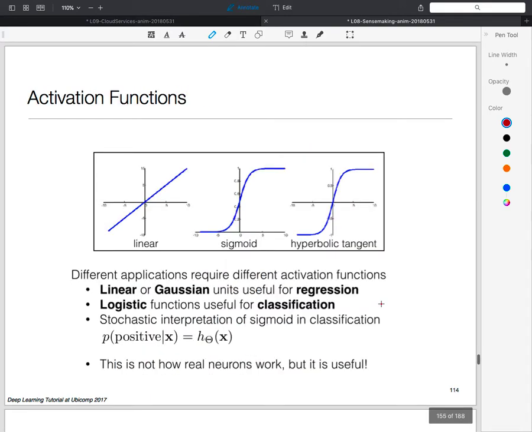Okay, so I've shown this slide before also, but very commonly sigmoid and hyperbolic tangent are some of the non-linearities used. Another one which is used a lot is called ReLU. It's like sigmoid and hyperbolic tangent, except that it rectifies the negative side. And it turns out that it works pretty well and is quite nice.